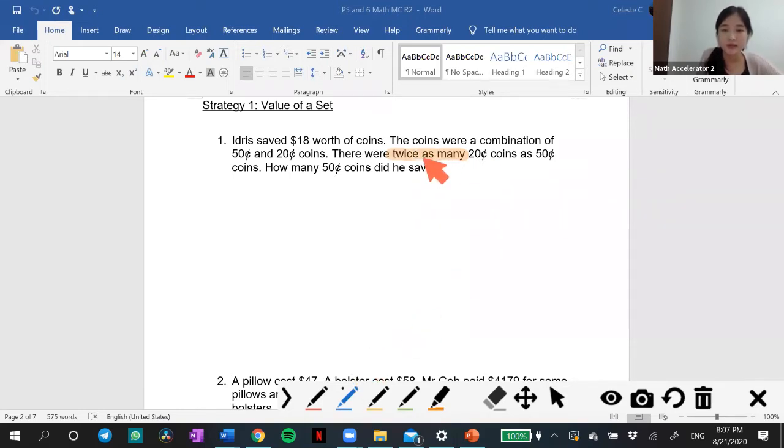Has everyone underlined already? Twice as many? And then underline how many 50-cent coins?